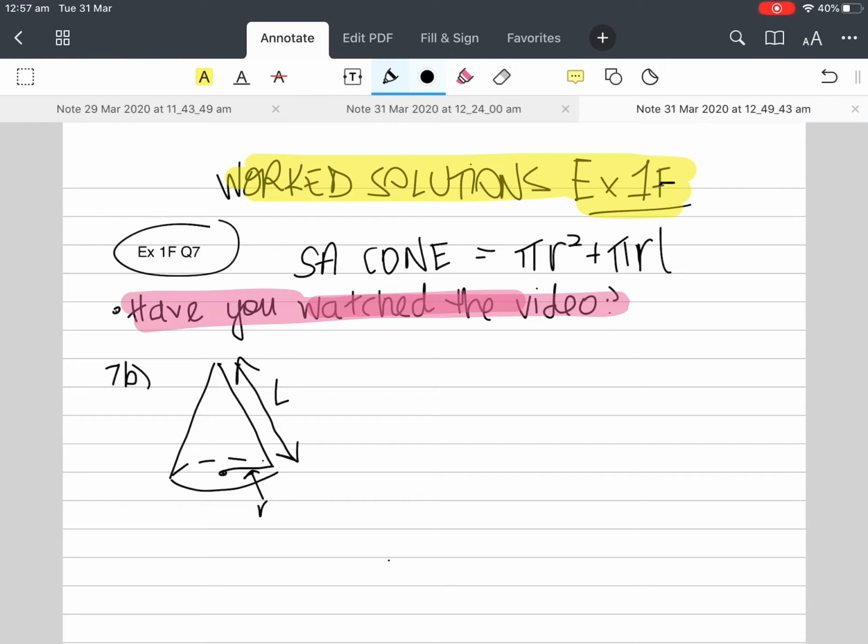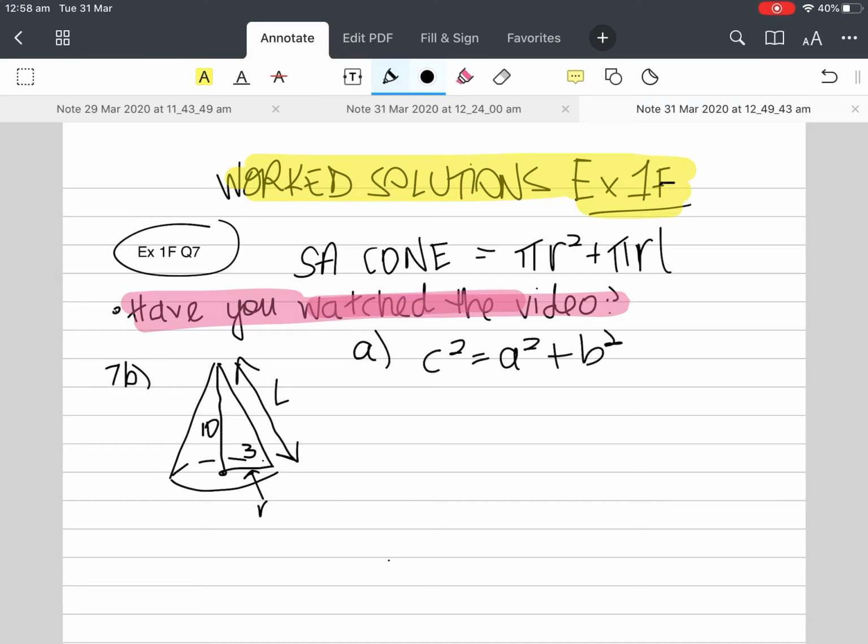So exercise 1F question 7. Question 7a, sorry I left that off. It wants you to work out the slant height of this particular cone. Now I believe it's 10 on the inside and it's got a radius of 3. So when you draw the little triangle on the inside, you have to use Pythagoras, c squared equals a squared plus b squared, to work out the slant height of the cone.